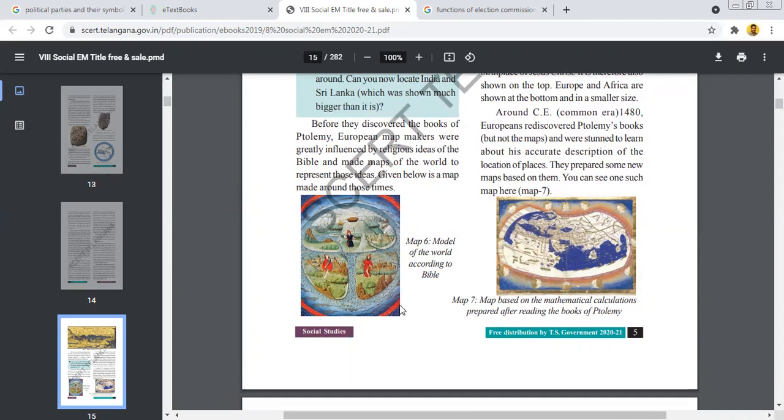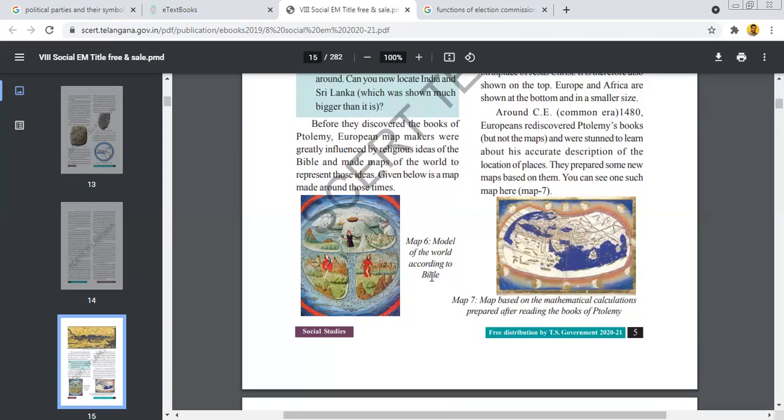So at the time, those map makers showed south on the top and north in the bottom. Okay, here in this map, this is based on the Bible. So Asia was shown on the top of the map, and it was shown bigger than the remaining continents. Europe and Africa were shown in the bottom of the map.